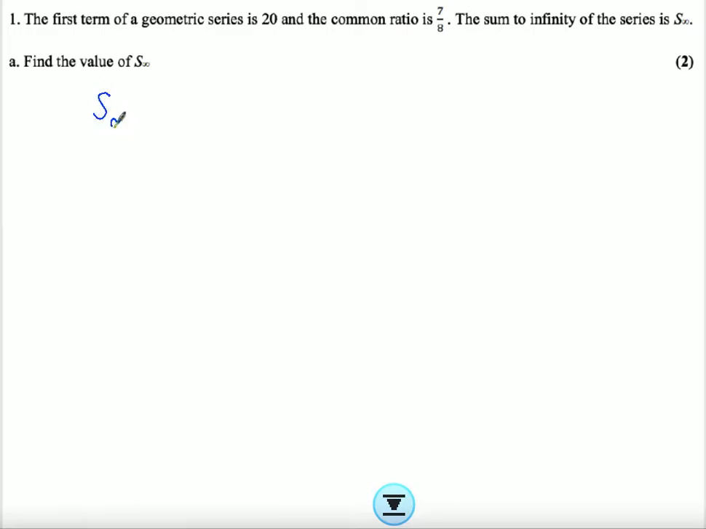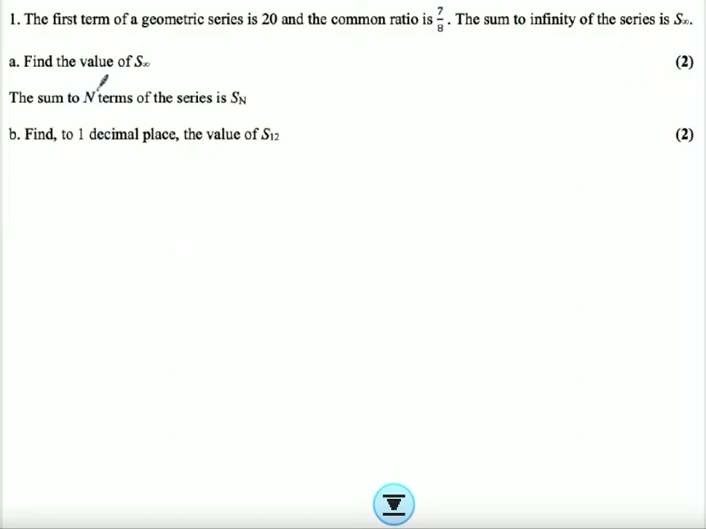So the sum to infinity is A over 1 subtract R, and that is found in your formula booklet, which I've got open in front of me. So let's figure this out then. So 20 over 1 subtract 7/8, that's 20 over 1/8, which is 160. And you'll see that is worth 2 marks.